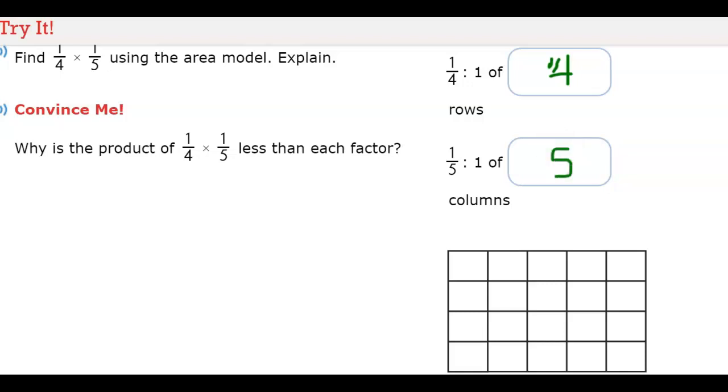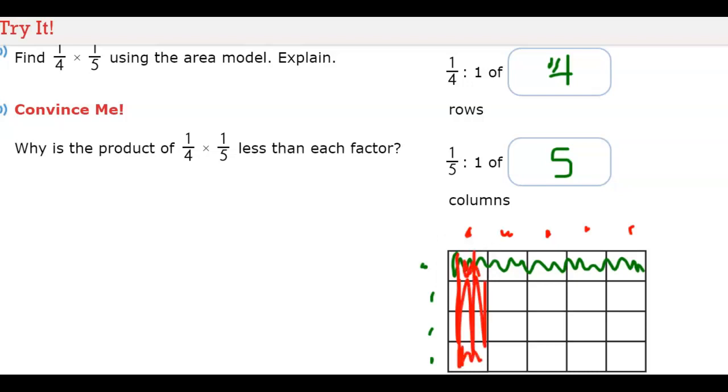So I'm going to use 2 different colors. 1/4, I'm going to use the green. So 1 out of 4. So we have 1, I'm just going to put dots here, 2, 3, and 4. 4 rows this way. I'm going to shade in 1 of them. Then I'm going to change colors. I'll do red. We have 1 of 5. We have 1, 2, 3, 4, 5 columns going up and down. So I'm going to shade in 1 of 5. I'm going to shade in the whole column.